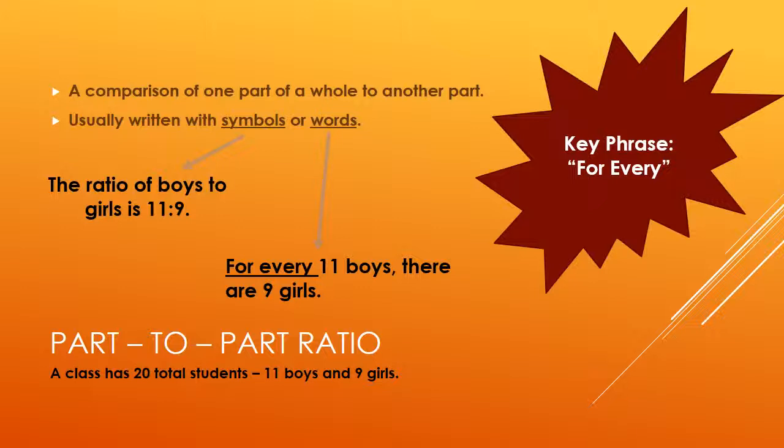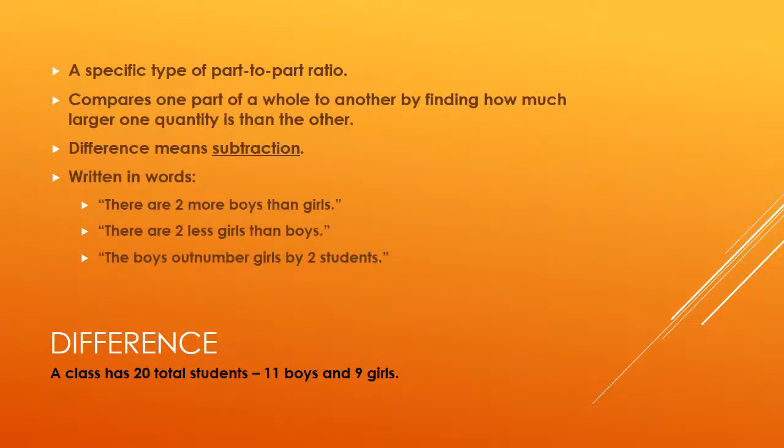There are two specific types of part-to-part ratios we're going to look at, and the first one is the difference. A difference, once again, is a specific type of part-to-part ratio. It compares one part of a whole to another by finding how much larger one is than another. We know that difference means subtraction.